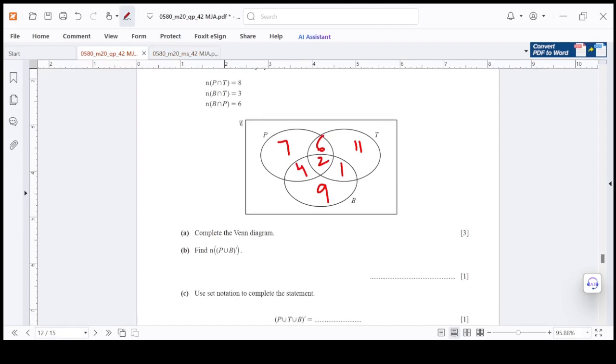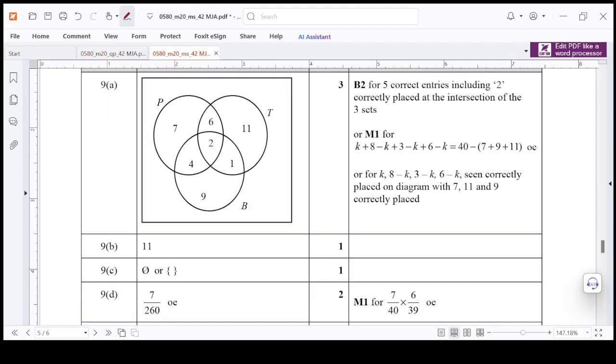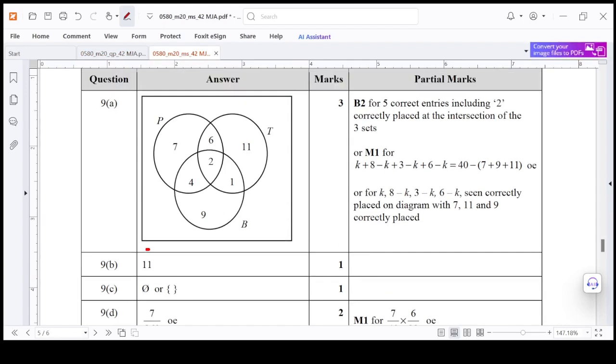Okay, find the number of elements in P union B complement. Where is P union B? P union B is this, and complement is everything outside. So everything outside is 9 plus 1 plus 11. So 9 plus 1 plus 11, that's 21. Is that the answer? No, why is the answer just 11?